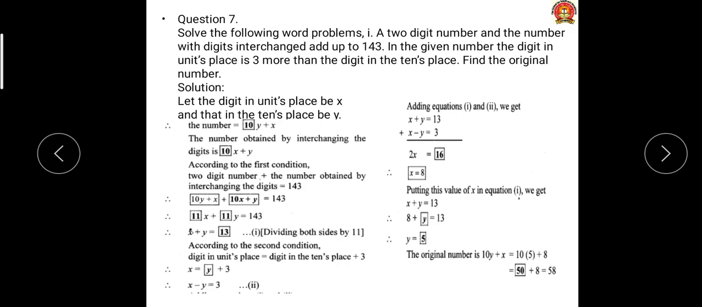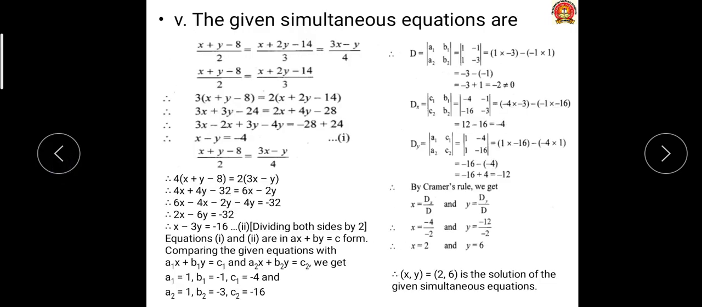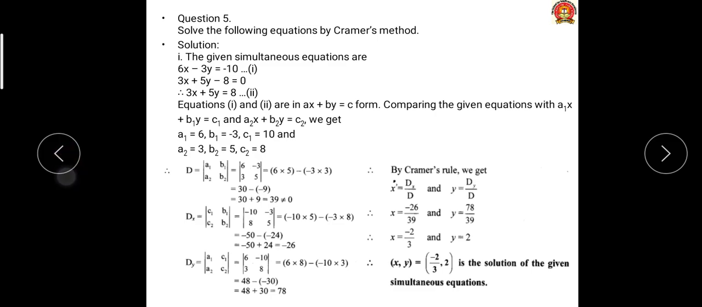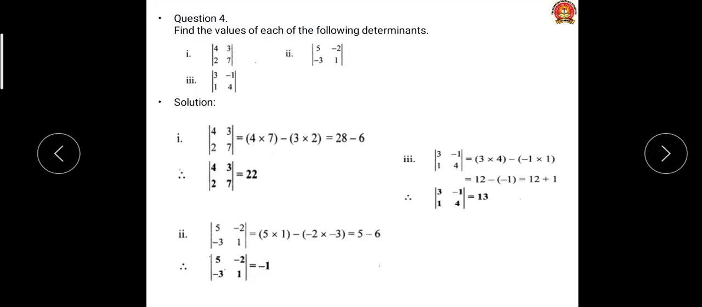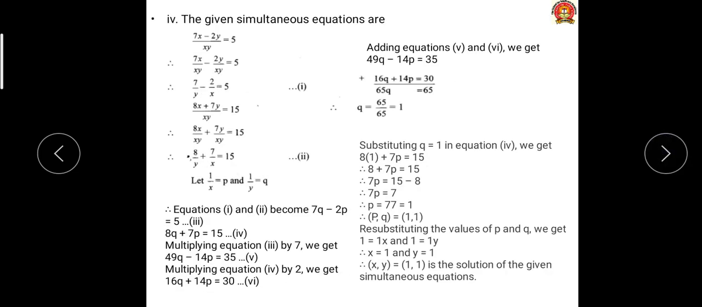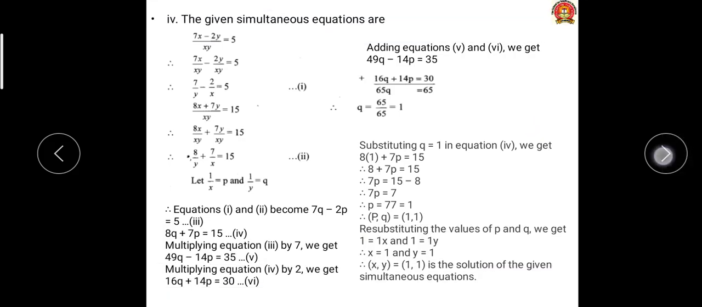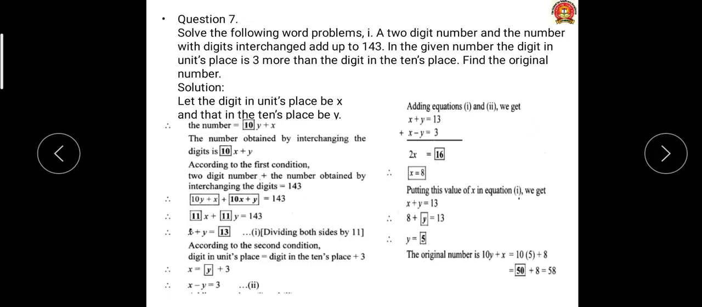Very simple. Half of the answer is in the question only, because you just have to fill in the blank. So students, whatever I explained today, you have to rewrite on any page, or you can write in a notebook also, no problem. Okay, so these are the very important questions that I explained today. The remaining questions I will explain in the next session. Thank you students.